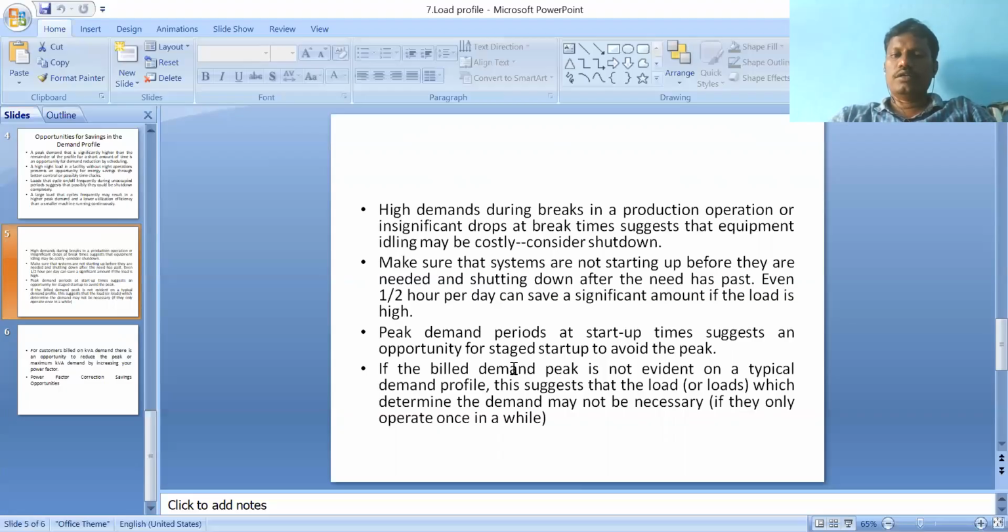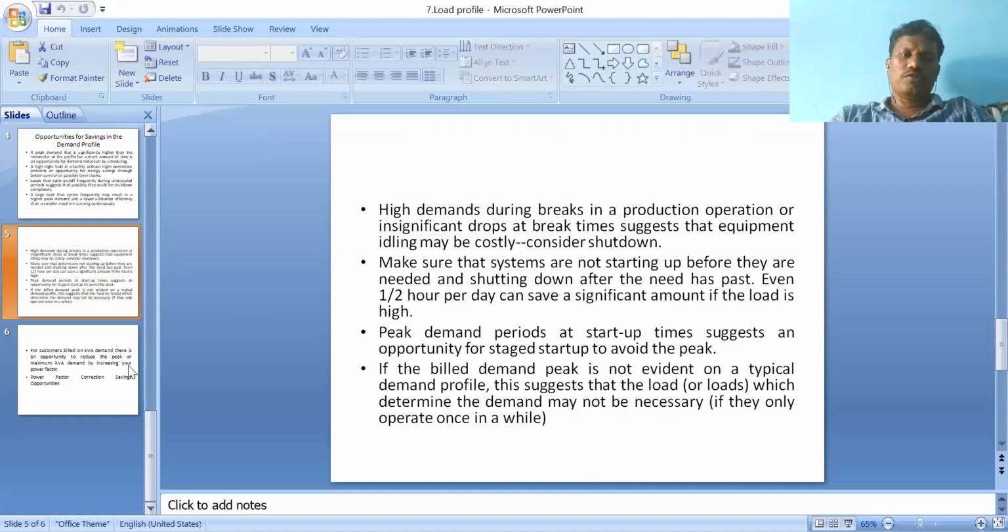If the billed demand peak is not evident on a typical demand profile, this suggests that the load which determines the demand may not be necessary. So this information we get from the load profile. It is easily understood by seeing the load profile. High demands, that is the peak demands, startups and shutdowns, everything gives information from the load profile.